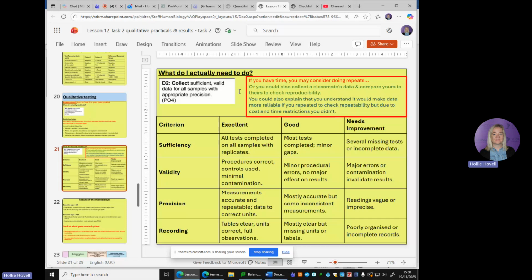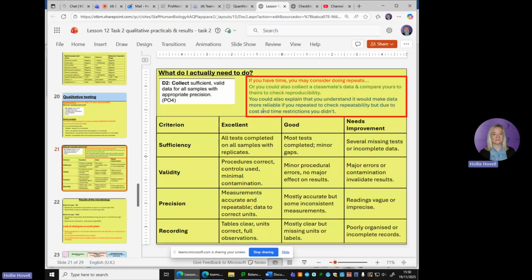You could also add a paragraph to explain that you understand it would make your data more reliable if you had repeated, but however, there's a cost to it. For example, you could have repeated the agar plates, but the cost to the college of everyone redoing their agar plates costs a lot of money. And in terms of the time, especially as that one needs to incubate, might mean that you didn't. Okay?